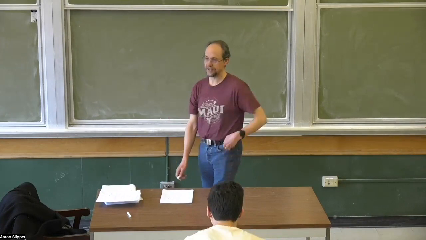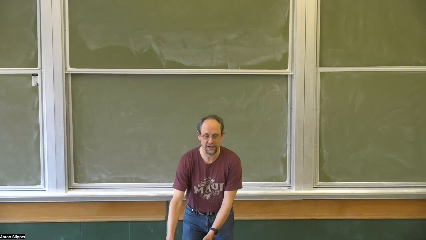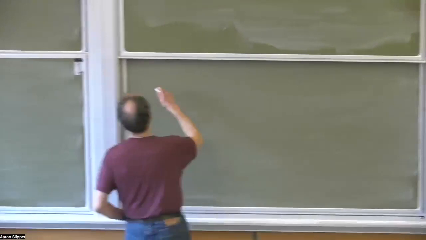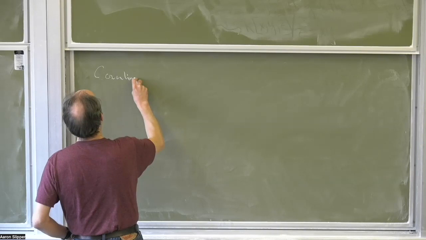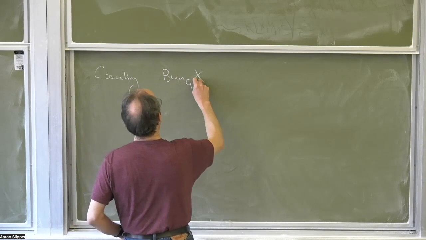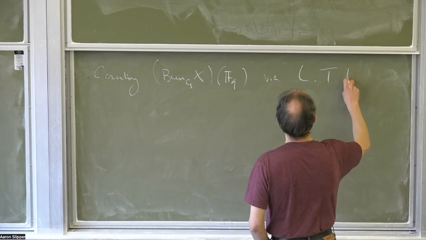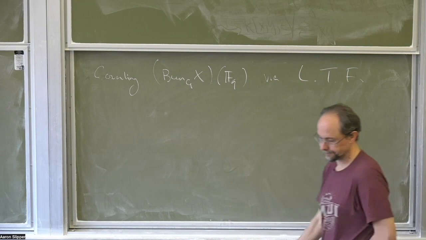So what I'm talking about is basically fixed because that's what I prepared, but I hope it's the appropriate thing. What I want to explain is roughly counting F_q points of some Bun_G of X by Lurie's trace formula on Conj. So hopefully that's the correct topic.